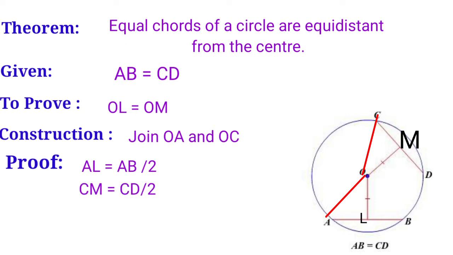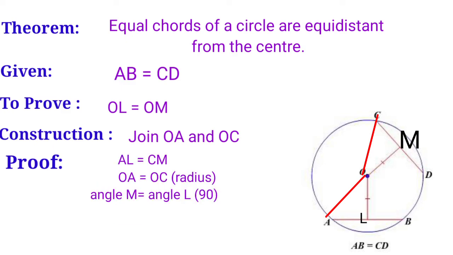So CM is equal to half of CD, and AB is equal to CD. It is already mentioned that both chords are equal. It means AL is also equal to CM. Now, in the right triangles OLA and OMC, if you look properly, again we have to prove these two triangles congruent to each other. So AL is equal to CM.